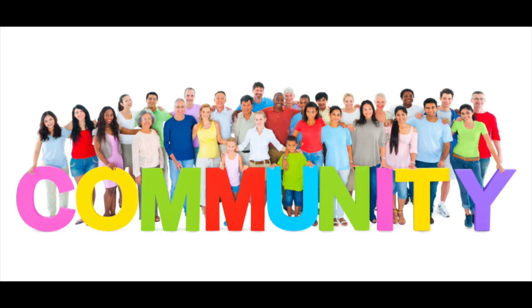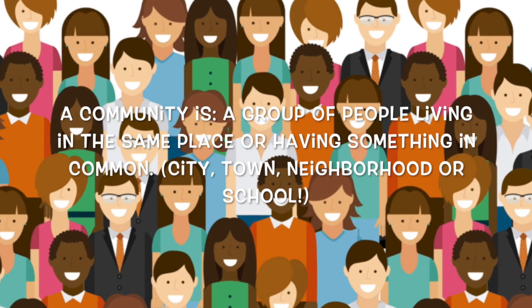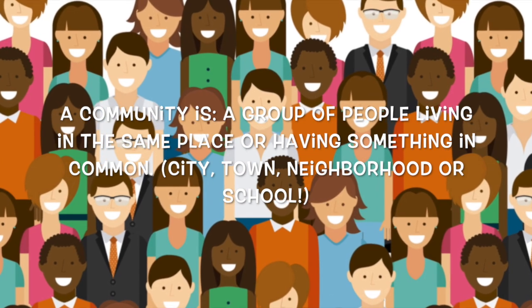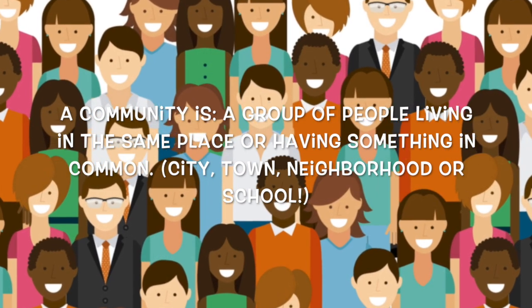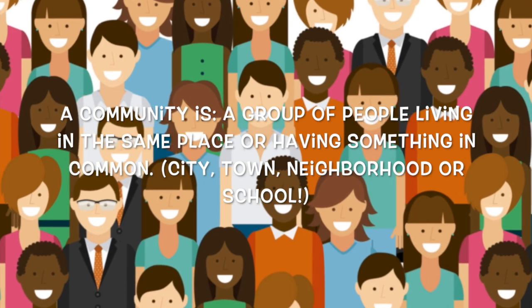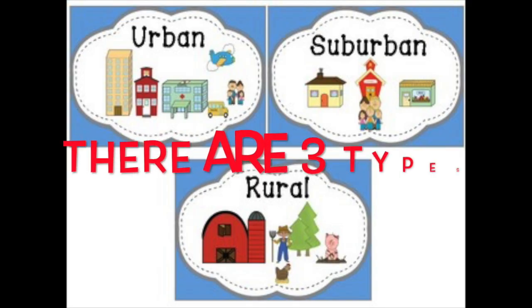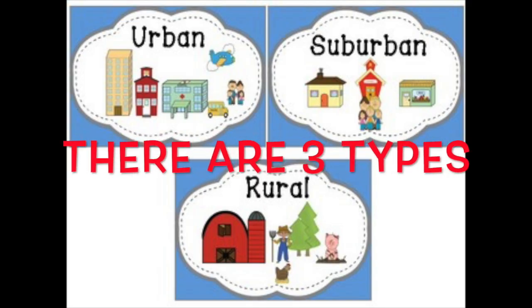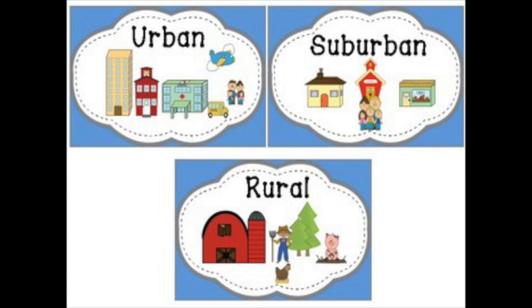What is a community? A community is a group of people living in the same place or having something in common, like a city, town, neighborhood, or even school. There are three types of communities: urban, suburban, and rural.